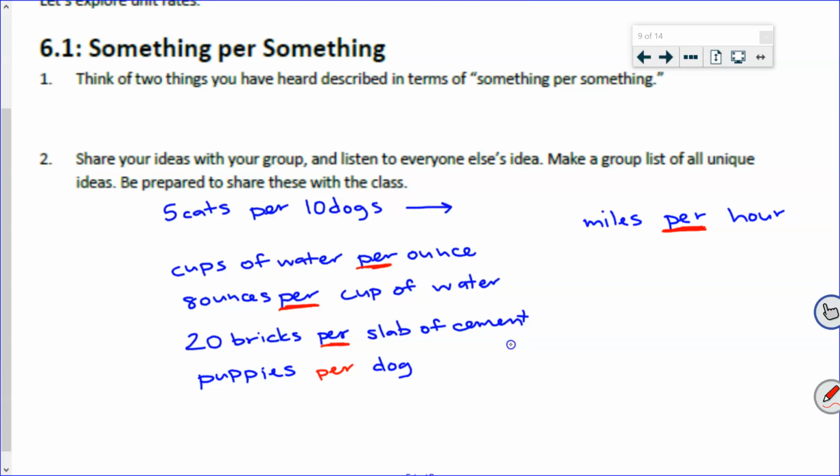Danny? Also known as? If someone's going 35 miles in 1 hour and someone else is going 20 miles in 1 hour, so you're referring to speed, right? Okay, so you guys got the ideas.